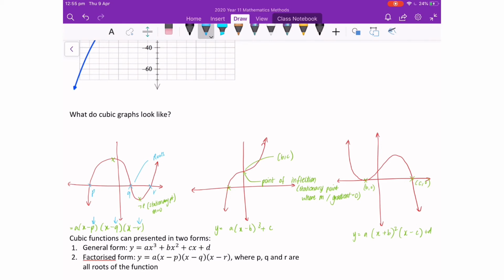And you've also got your turning points, okay? Those are the points that you would substitute in, any one of those turning points, to find your A. Okay, so it's very similar to quadratics.